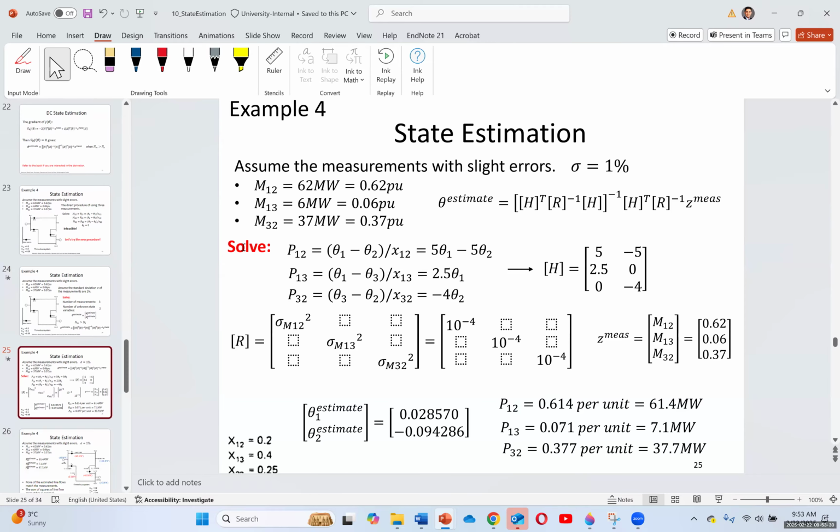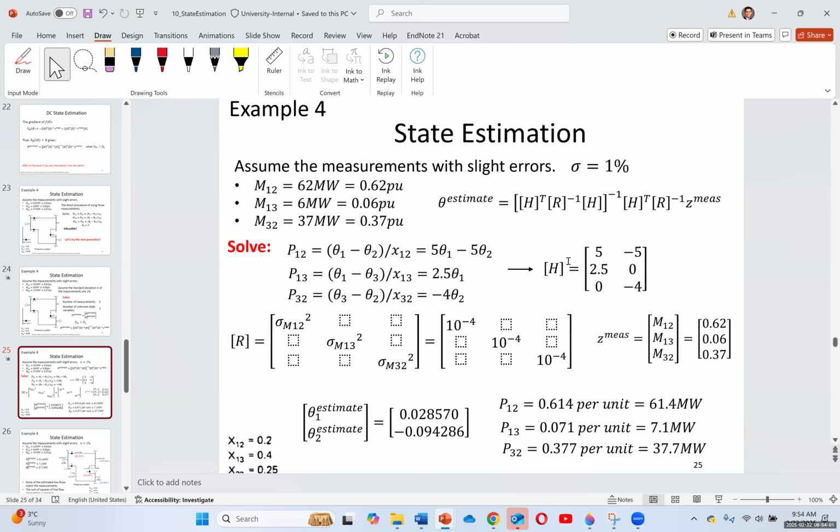Now, P1, P12, P13, P32. If X12 is 0.2, it gives us theta 1 minus theta 2 over 0.2, or 5 theta 1 minus 5 theta 2. Same thing for X13, which is 0.4, gives us 2.5 theta 1. And since theta 3 is our reference, it's going to be equal to 0. And again, 2.5 theta 1 and negative 4 theta 2.